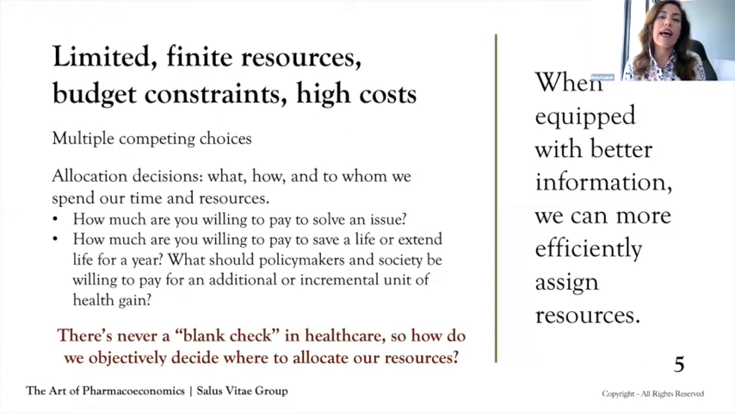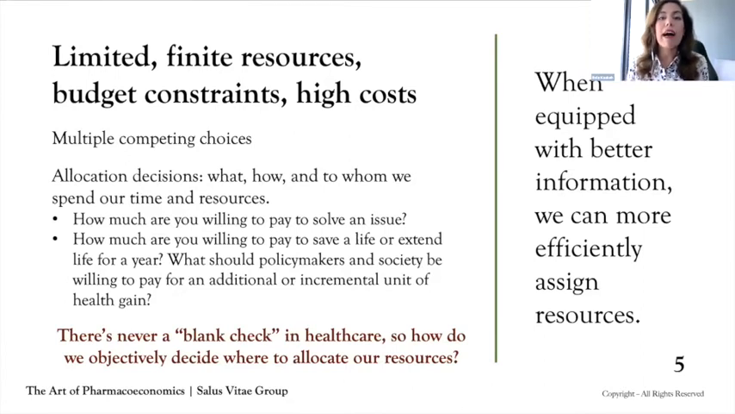So we answer questions that might seem simple, but are actually very in-depth and sometimes difficult to answer. Questions such as, how much are you willing to pay to solve a problem? How much are you willing to pay to save a life or extend a life for a year? These become much more difficult questions to answer. Questions such as, what should policymakers and society be willing to pay for an additional or incremental unit of health gain? Big questions that require us to systematically break them down in order to better allocate resources. Because like we mentioned, there's never a blank check in healthcare. No matter how wealthy you are, there are always limitations as to how much you can spend on something.